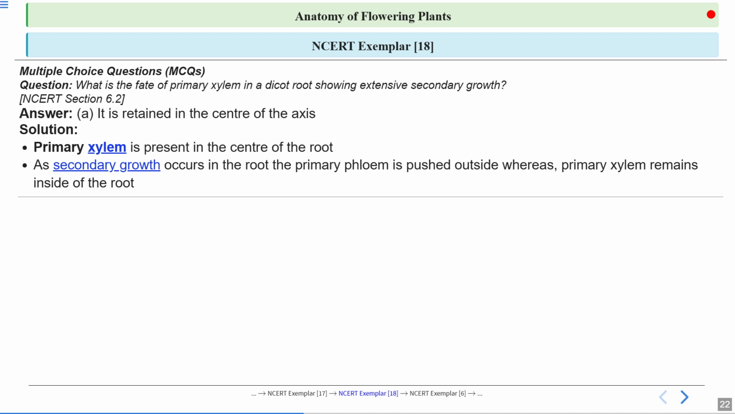So once the cambium divides, it forms the secondary xylem toward the inner side and secondary phloem toward the outer side. The primary phloem will be pushed outside by the numbers of secondary phloem cells, whereas the primary xylem will be pushed toward the center by the secondary xylem, and this is showing the secondary growth.